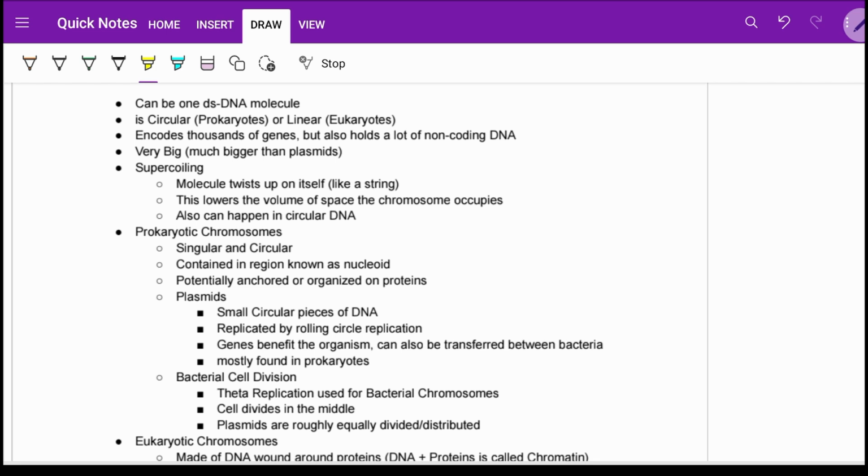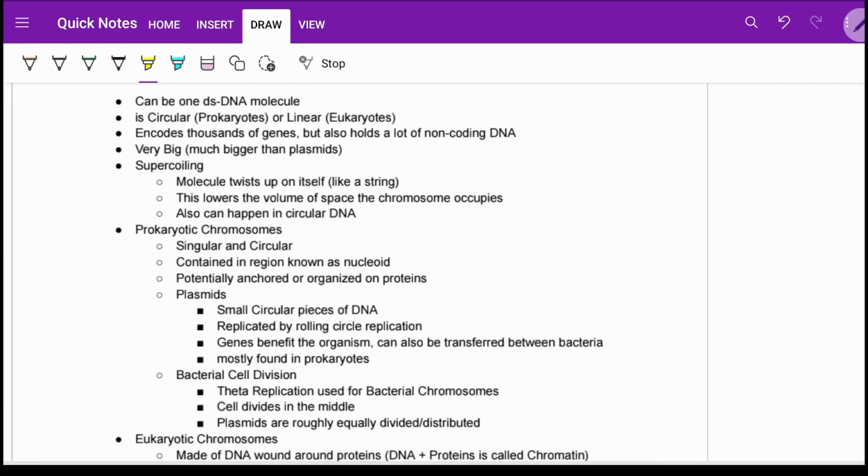So we talked about plasmids before. They are small circular pieces of DNA that have certain genes on them, but those only have maybe a handful of genes compared to what chromosomes have.